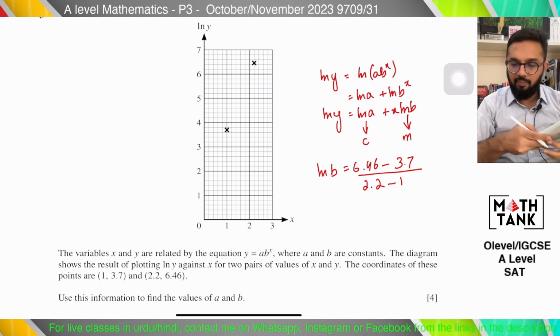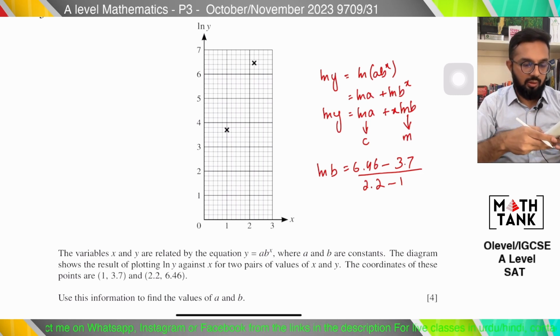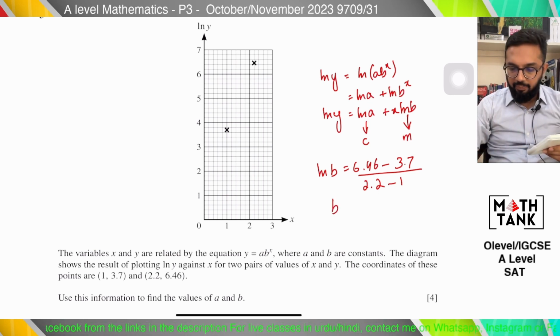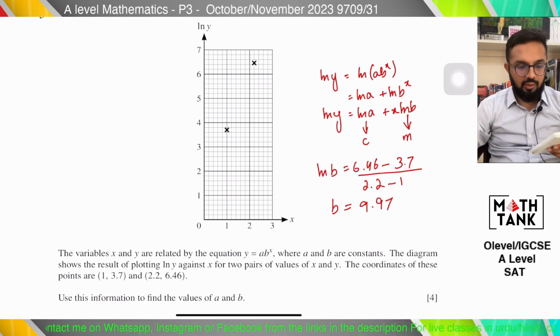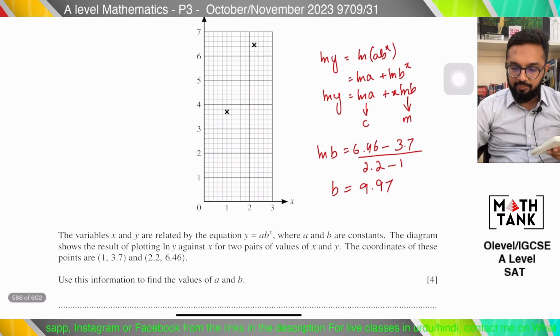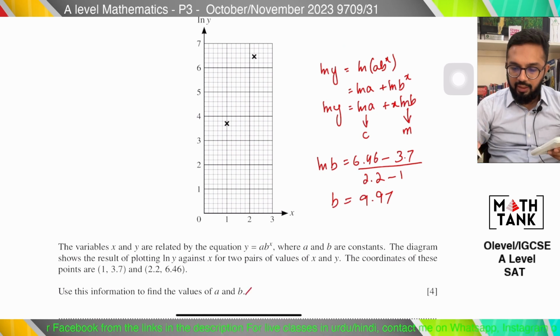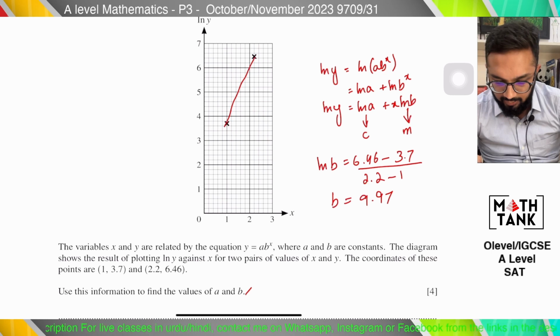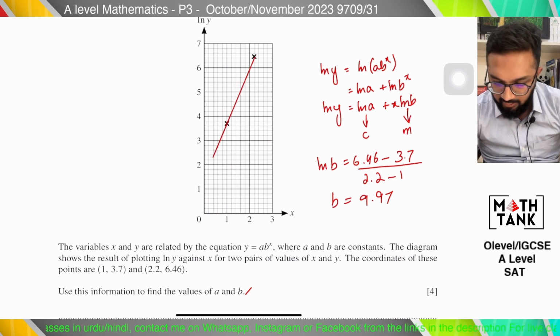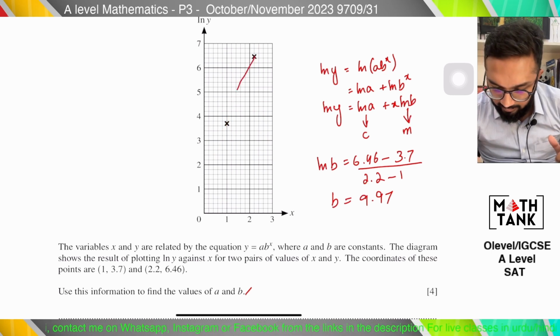6.46, and I have b as 9.97. Let's check if that is the correct answer. Yeah, that is the correct answer. Then to find the value of a, there are two things that you could do. You could either use this gradient or sort of join this line and see where it meets the y-axis. I am going to do this.